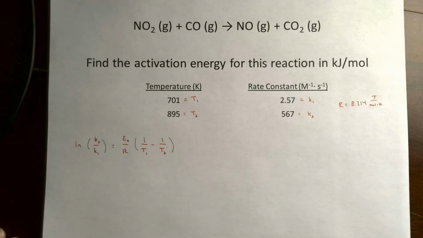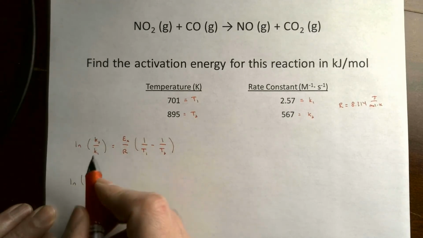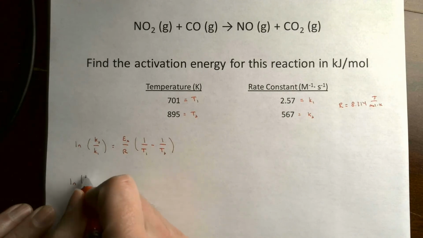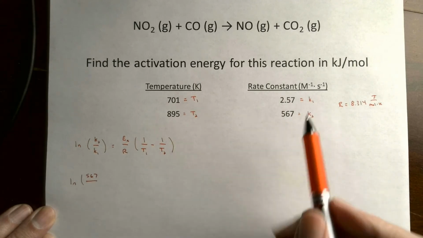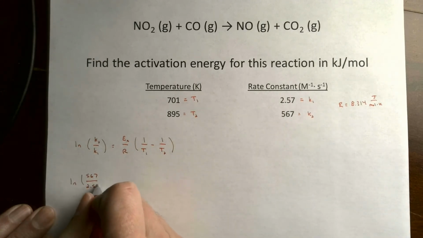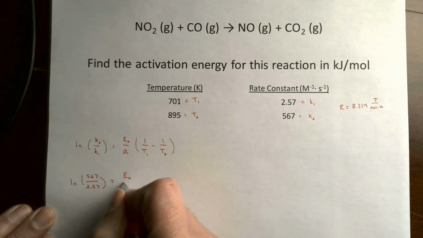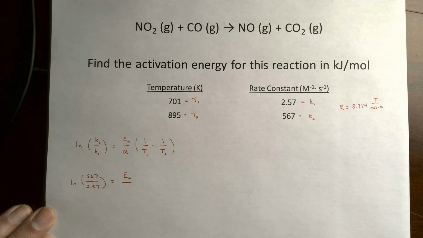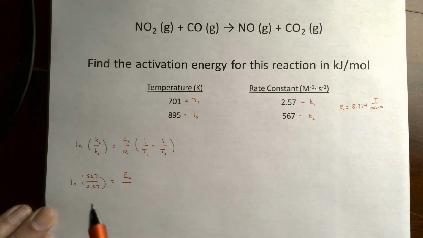So now we can just go through and plug everything into the expression, and we have natural log of the rate constant 2, which would be 567. That's a fast reaction. Over the rate constant 1, 2.57. The activation energy is what we're trying to determine. And you might say, okay, you didn't put any unit in here. Because these are a ratio, one over the other, they both have the same unit, inverse molar, inverse second. And so those units are going to cross out, so I didn't even put them into the problem here.